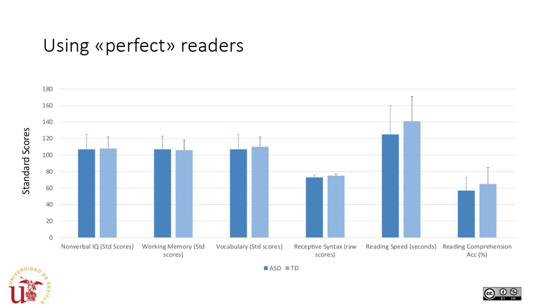And for this purpose, we looked for what we called perfect readers. And these are children that were matched with typically developing children. These are adolescents, matched with typically developing adolescents. And we call them perfect because look at these scores. They are exactly the same as the typically developing controls.